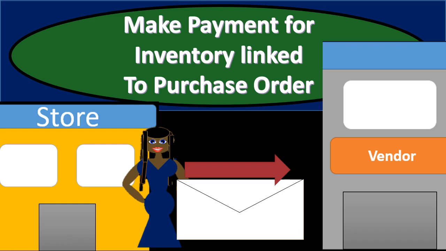In this presentation, we will make a payment for inventory that is linked to a purchase order. In other words, we're going to write a check, the check being populated in part by the purchase order that we have created in the past, the purchase order being a request for inventory from a vendor, which we have now received. We will enter this information into QuickBooks Pro 2019.